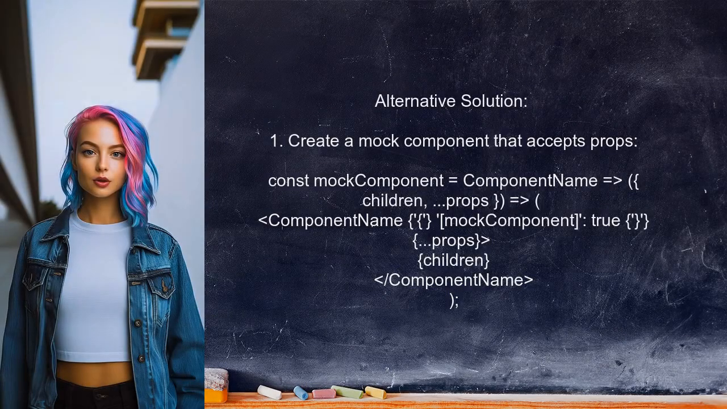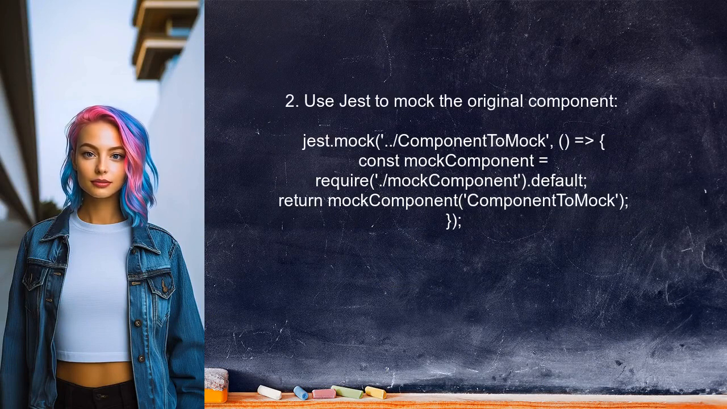An alternative solution provided by a user involves creating a mock component that accepts props but ignores them. This mock component wraps the original component and adds a specific prop to indicate it's a mock.